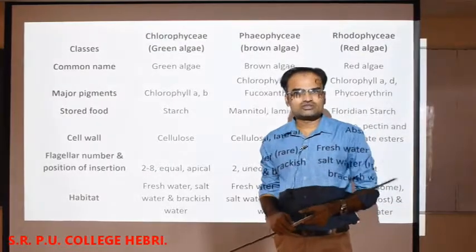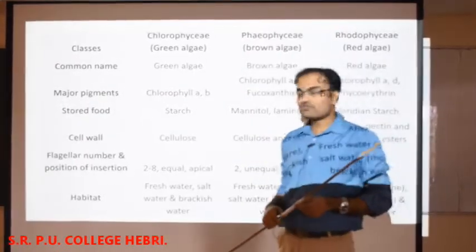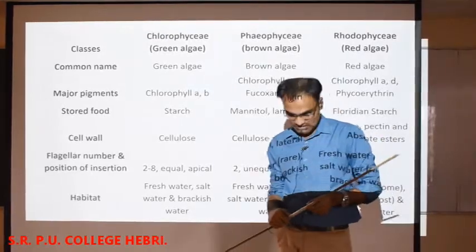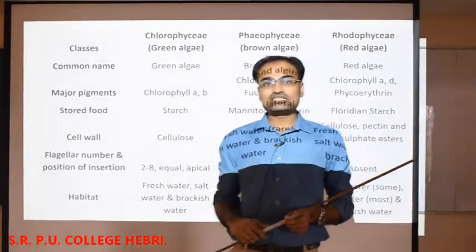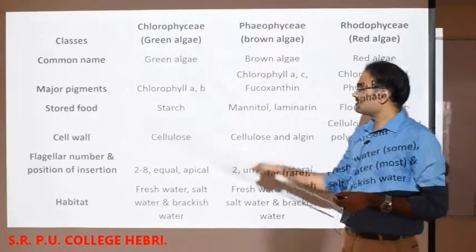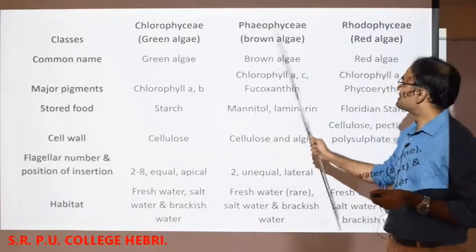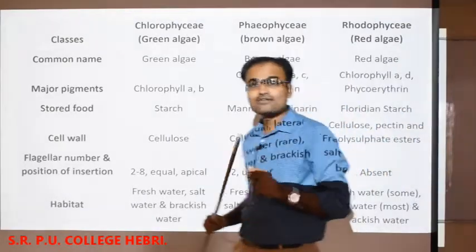So hello students, we were discussing the chapter plant kingdom. In the last class we finished the first division in the plant kingdom, the division algae. After completing that, these are the differences between the three classes of the algae, that is Chlorophyceae, Phaeophyceae as well as the Rhodophyceae.